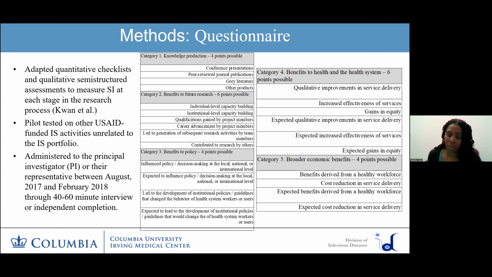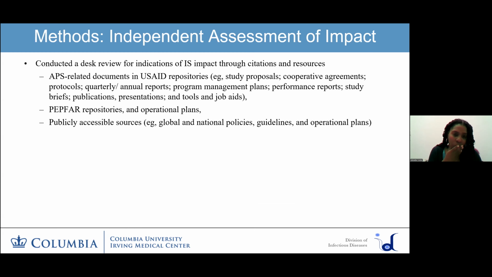the biggest barriers in most development settings for why things aren't implemented, and expectations about cost reduction when the work is disseminated. We then conducted a desk review. So in addition to what we got from the principal investigators, we wanted to ascertain whether we can assess some of this objectively as well.